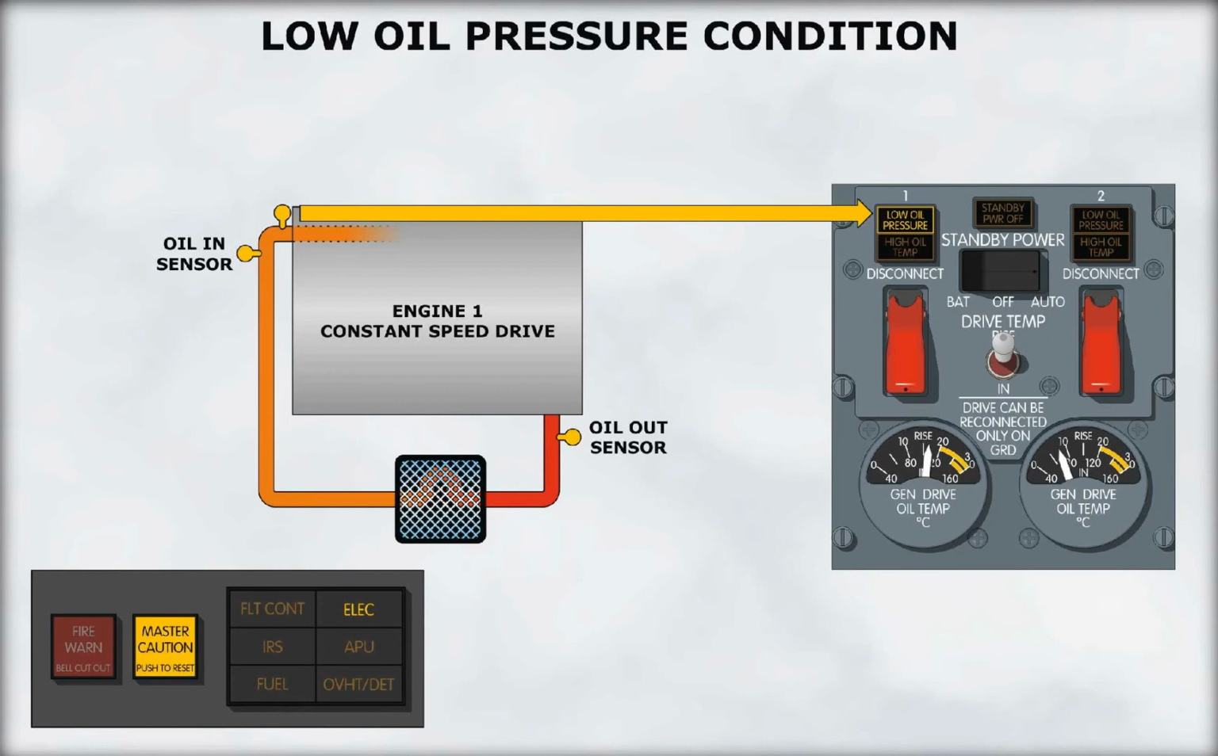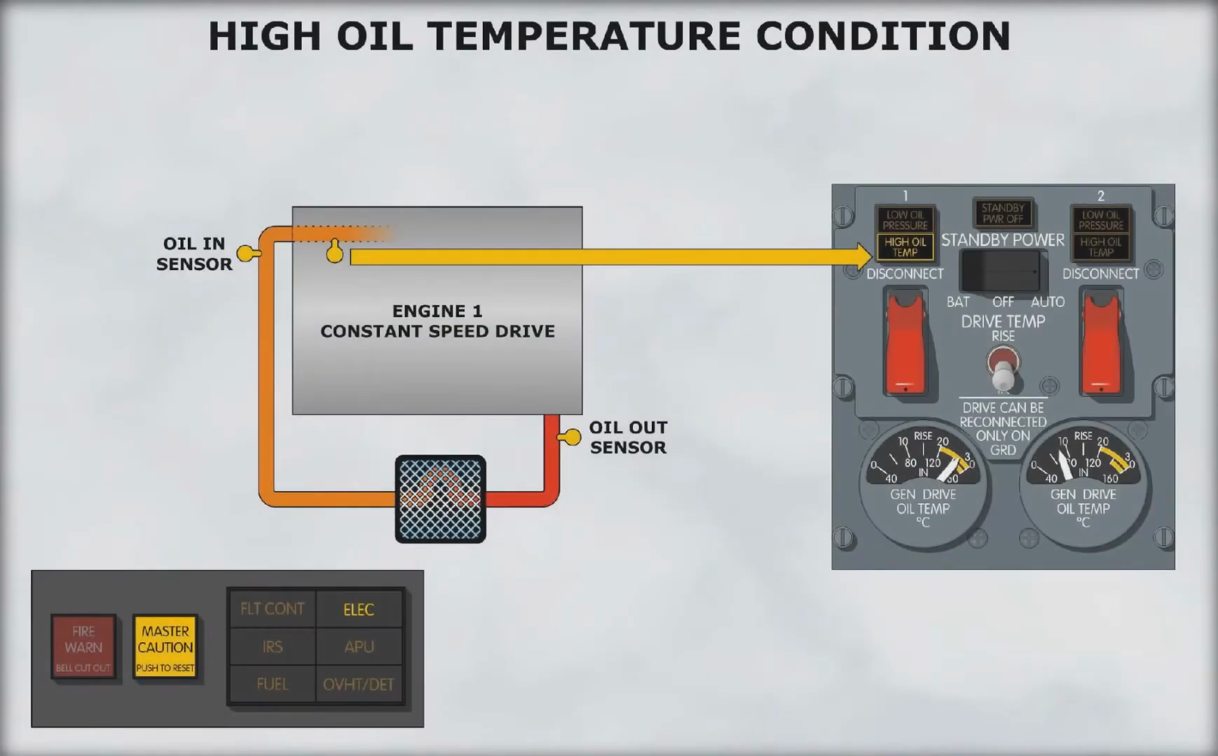An oil pressure sensor monitors CSD oil pressure. The low pressure light on the drive generator panel illuminates if the oil pressure is below minimum operating limits. The electrical annunciator and both master caution lights illuminate. The high generator oil temperature light illuminates if the temperature of the oil entering the CSD exceeds operating limits. The electrical annunciator and both master caution lights will illuminate.